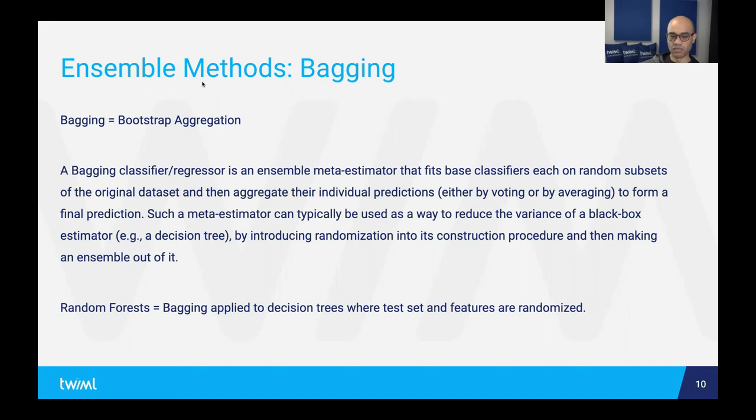Random forests are essentially applying bagging, so sampling of your training data set, but also your features. So you're not allowing your decision trees to be created on the entire feature space each time, but on a random subset of the feature space, and then doing the same kind of aggregation across the different decision trees.